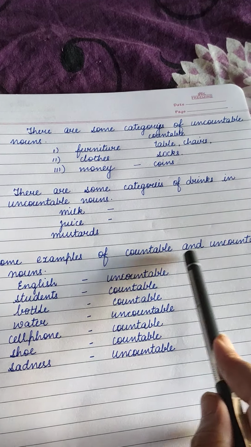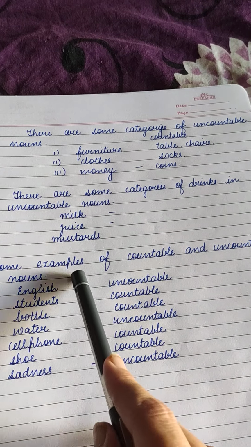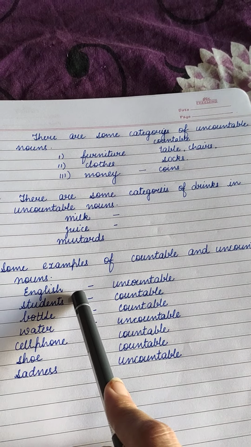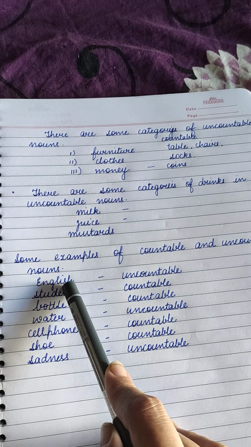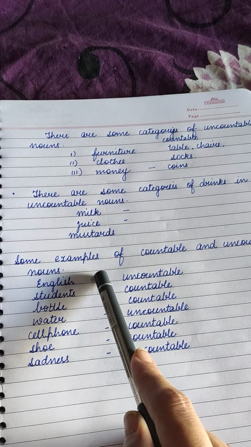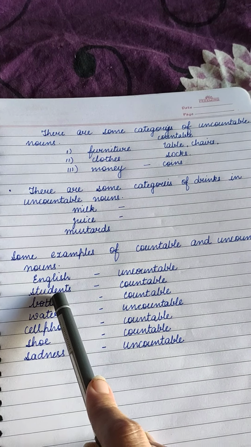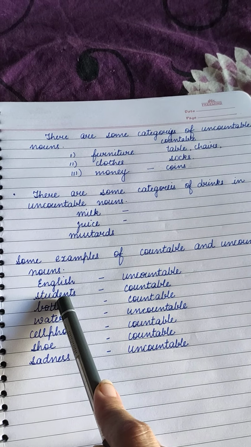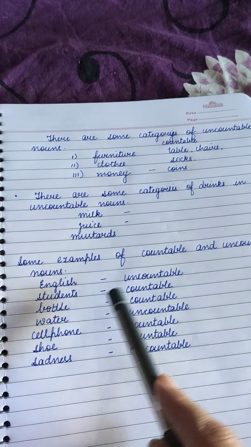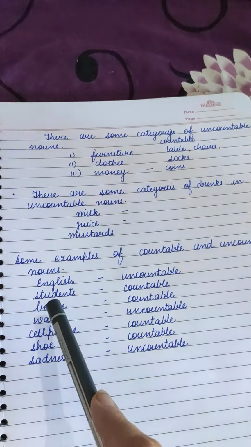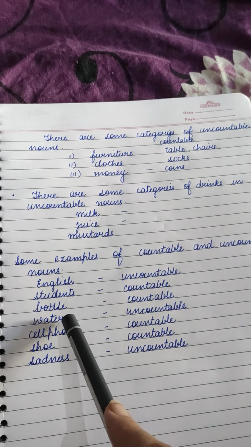Now there are some examples of uncountable and countable nouns. With these examples you can understand this concept easily. English is a language you cannot count, so you cannot say I have 2 English or 3 English. No, absolutely wrong. This is an uncountable noun. Students, you can count students. There are 4 students in my class. This is countable. Bottle, you can count bottle. This is correct, countable.